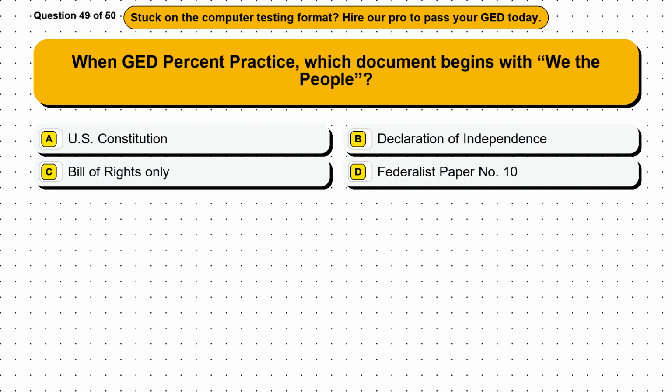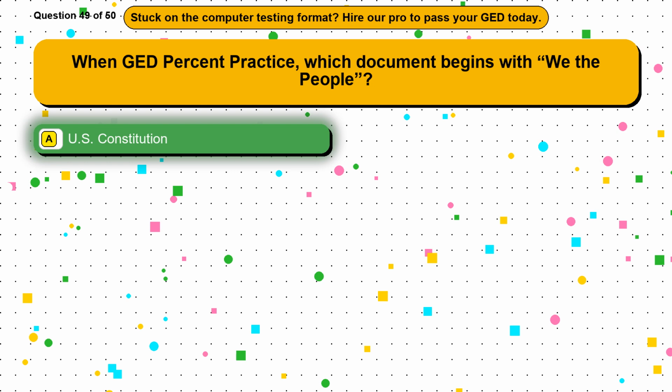Question 49. When GED percent practice, which document begins with "We the People"? Option A, U.S. Constitution. Option B, Declaration of Independence. Option C, Bill of Rights only. Option D, Federalist Paper No. 10. The correct answer is option A.